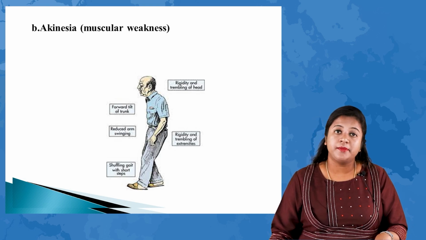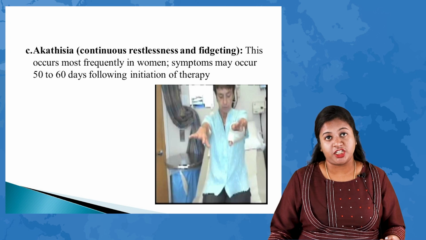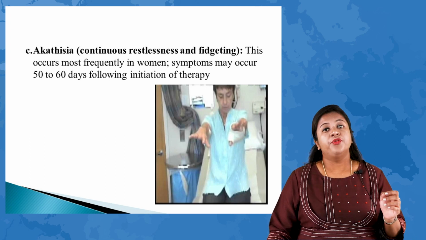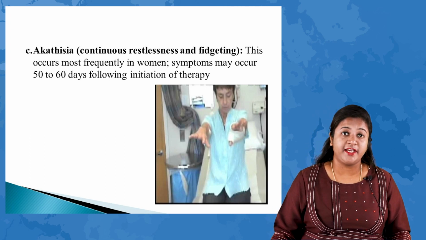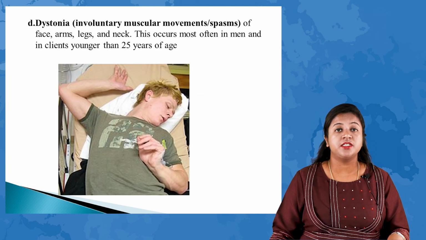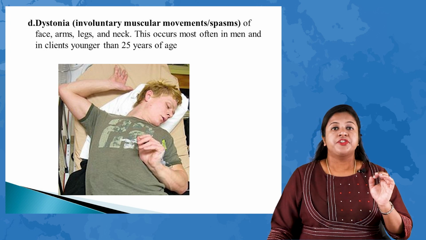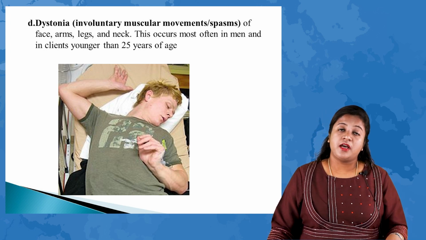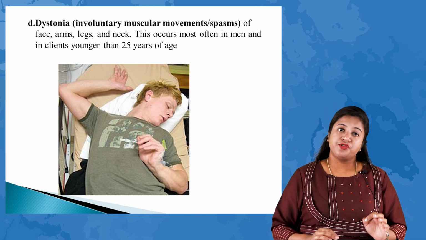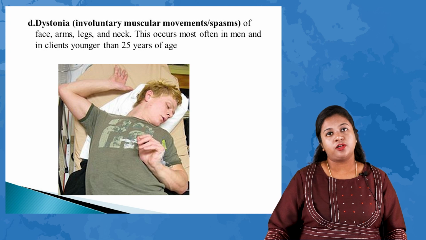The next extrapyramidal symptom is akathisia, which is nothing but continuous restlessness and fidgeting. This is usually seen in women, after about 50 to 60 days of initiation of the antipsychotic group of drugs. The next EPS symptom is dystonia, wherein the client will have involuntary muscle movements or spasms, especially in the arms, legs, face, as well as the neck. This dystonia occurs mostly in men younger than 25 years old.